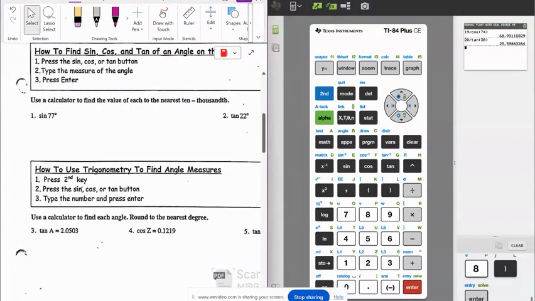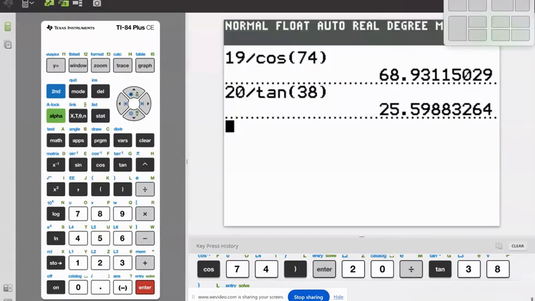So I'm going to show you how to use the calculator. We're skipping the do now. Actually, I first have to show you how to get your calculator into the right setting. Are you ready? So be quiet.